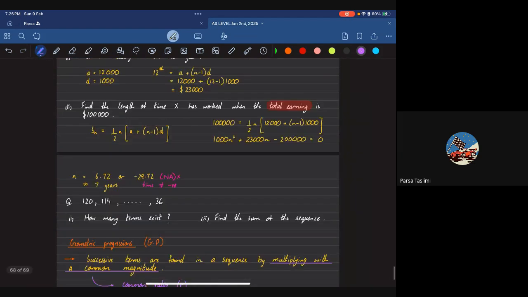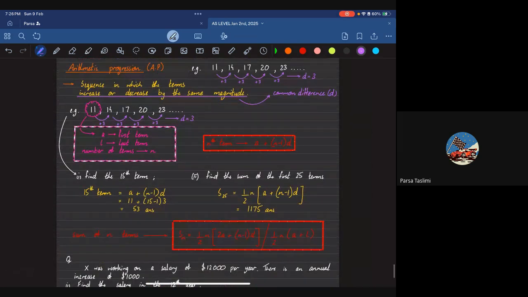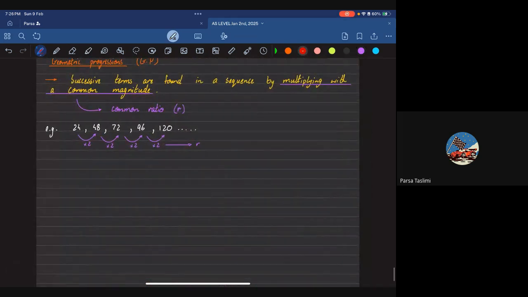Similarly, if I want to find the nth term of a particular sequence, how will I find that? The nth term of a geometric sequence is going to be simply found by multiplying the first term a with the common ratio r raised to the power n minus 1. And we already know what n is, what a is: a is your first term, n is the number of terms, and so on.